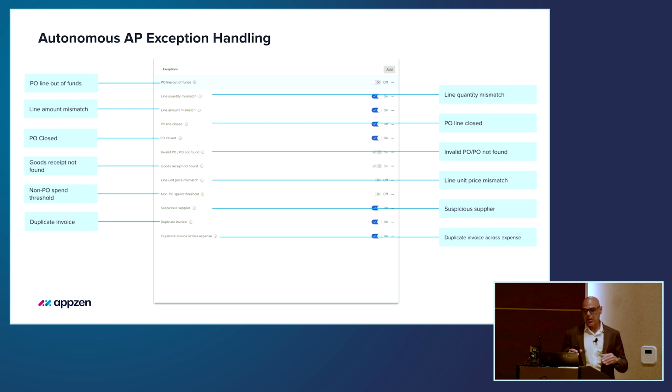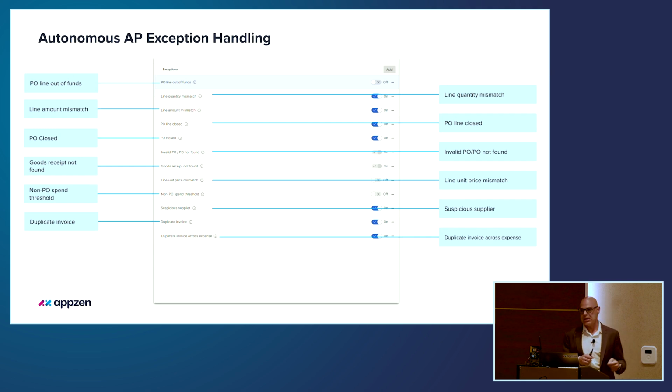And once again, you can manage these exceptions globally, so the same rules, the same workflow applies to every exception, or you can get more granular: supplier, entity, or supplier and entity. The first one I want to point out is PO line out of funds. For this specific exception, depending on how you want to handle it, you can build a workflow around that. You can say override it or reassign it.